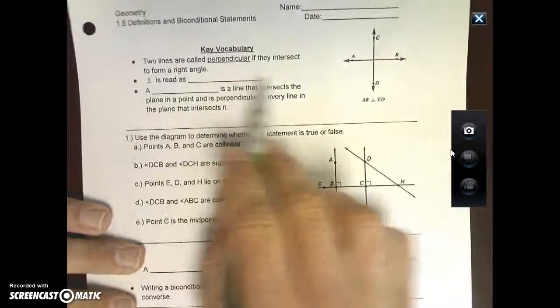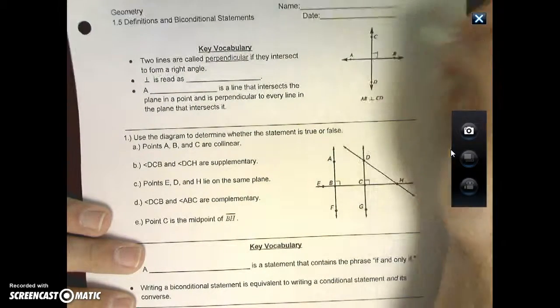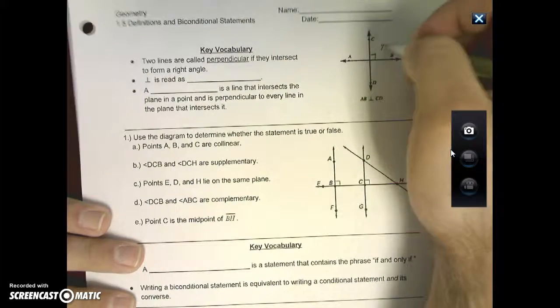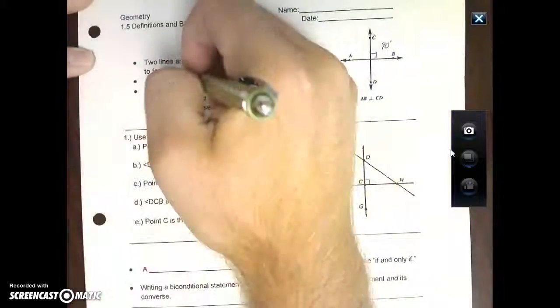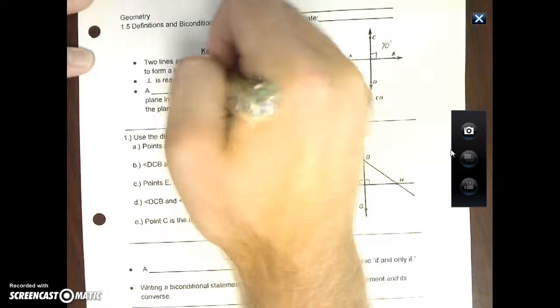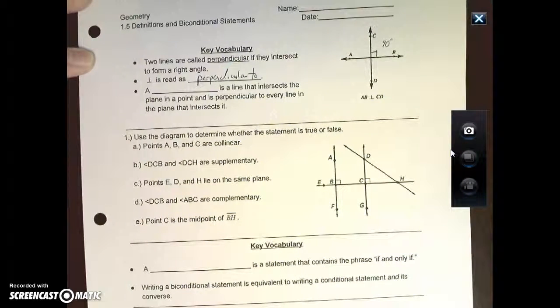Two lines are perpendicular if they intersect to form a right angle. Again, we talked about this in class, but if you have a box here, this is a 90-degree angle, and we refer to that as perpendicular. This upside down T is read as perpendicular to, which I've just showed you in class a few times as well. Just be comfortable with it.